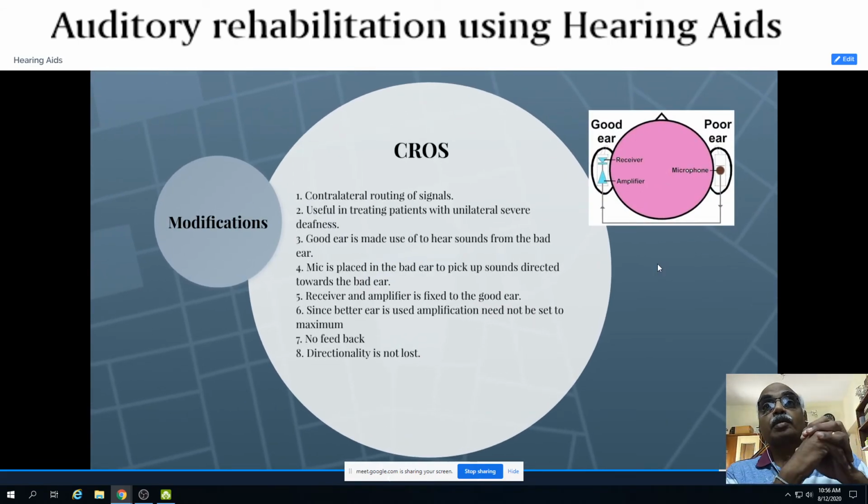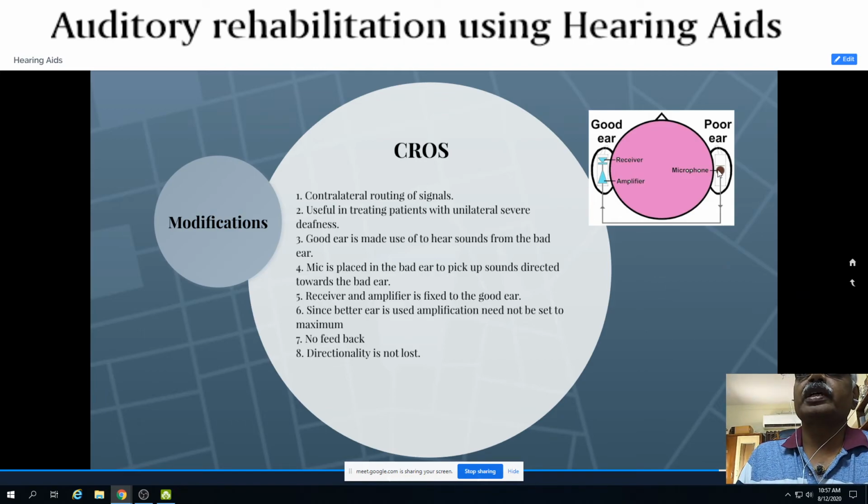Then let us come to CROS. CROS is actually another concept of hearing aid, which means contralateral routing of signals, wherein the microphone is placed over the poor ear, and as shown in this picture, the signal from the microphone is transmitted to the better ear, which has the receiver and amplifier. So sound from this ear will be amplified and pushed to the better hearing or good ear.